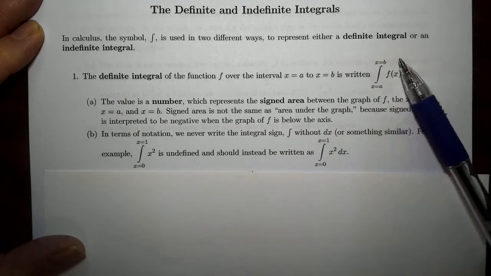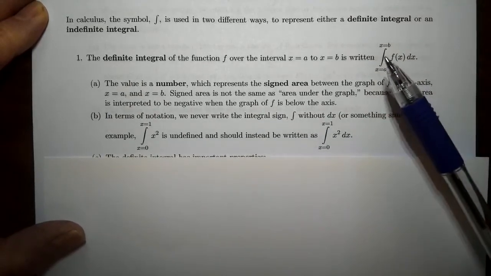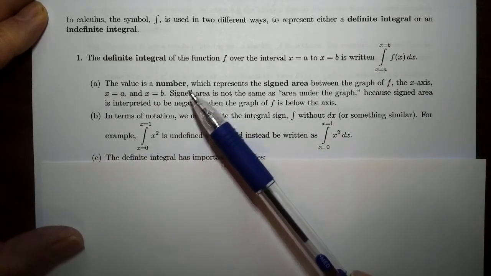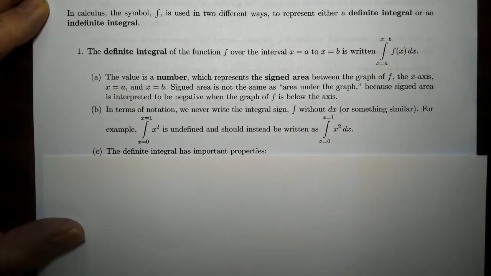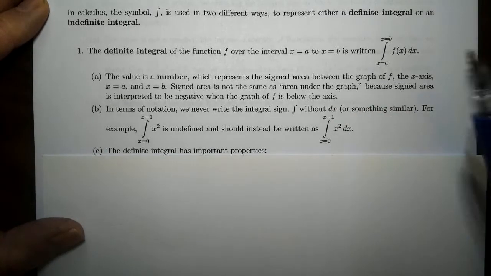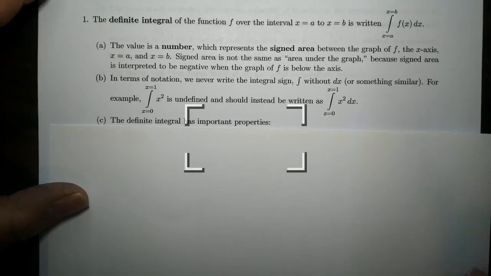This sign out here is called the integral sign. It's kind of an elongated s. The value of the definite integral is a number. It represents the signed area between the graph of f, the x-axis, x equals a, and x equals b. And signed area is not the same as area under the graph. We'll see why in just a second, because signed area is interpreted as negative when the graph is below the axis.